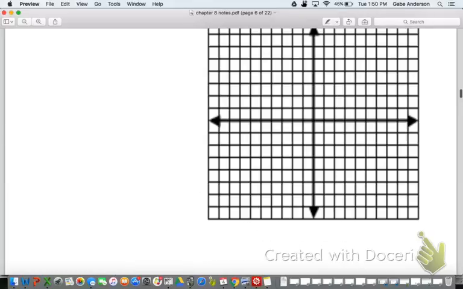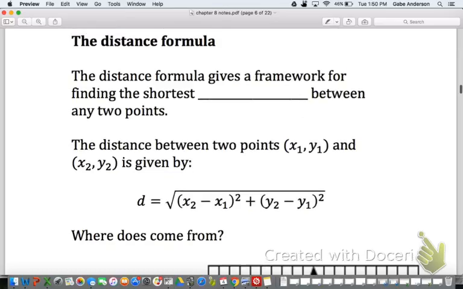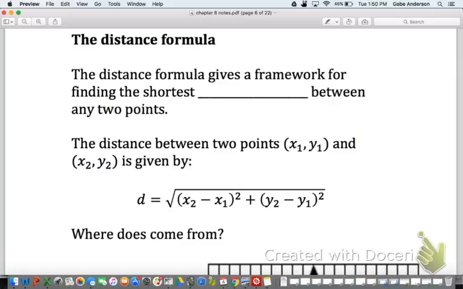So this will be our last topic in 8.1. This is called the distance formula. It involves a square root, so it fits in here pretty well. The distance formula gives a framework or a formula for finding the shortest distance between any 2 points. The shortest distance between any 2 points. When we graph things on the rectangular coordinate system, we live on a grid, right? You've got to go in the x direction, then you go in the y direction. The distance formula allows you to calculate the shortest distance, which could be a diagonal distance.